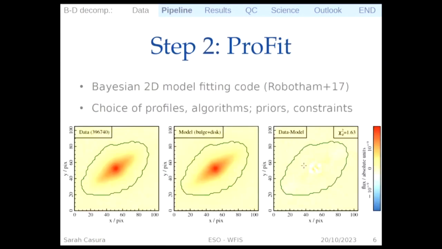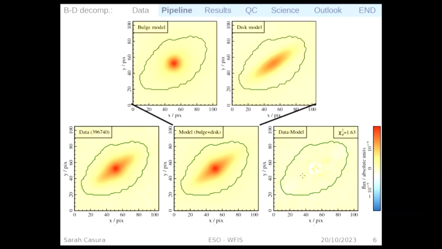Then we fit the galaxies. Each galaxy is fitted with 3 different models with the Bayesian 2-dimensional profile fitting code Profit, which is also written by Aaron Robotham. And Profit is quite flexible, has lots of choices that you can make, and does a good job in fitting galaxies. So here's an example where you can see the data on the left, then the model that we fitted to this galaxy in the center, and the residual on the right. And the model here is actually made up of a bulge model and a disk model that are added together. So this is what I mean by bulge-disk decomposition.